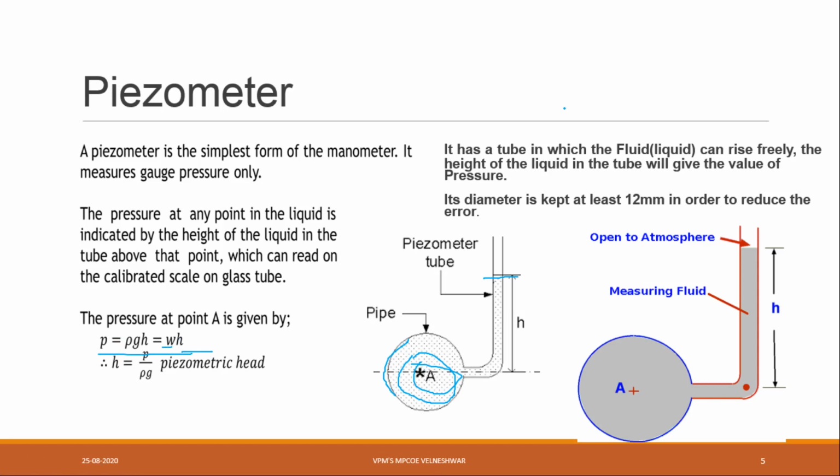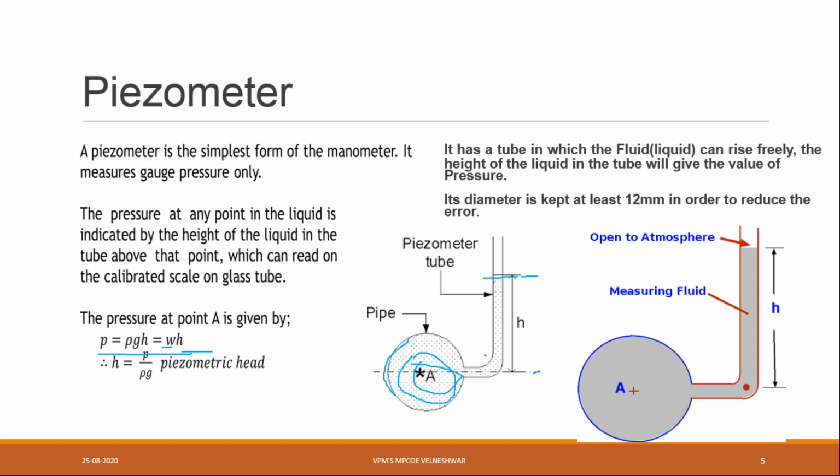Now we will see some properties of our manometer. Like the piezometer, it has a tube in which the liquid can rise freely. The height of the liquid in the tube gives the value of the pressure, and we have a measuring scale inserted beside it. Based on that scale we can check the height. Generally that scale is in mm. Its diameter is kept at least 12 mm in order to reduce the error.